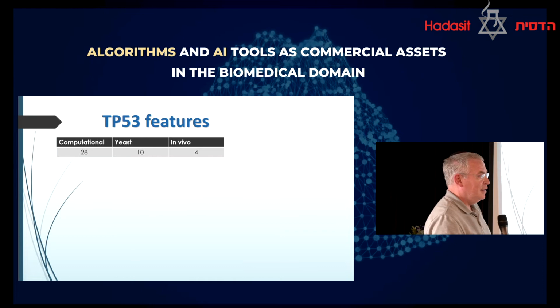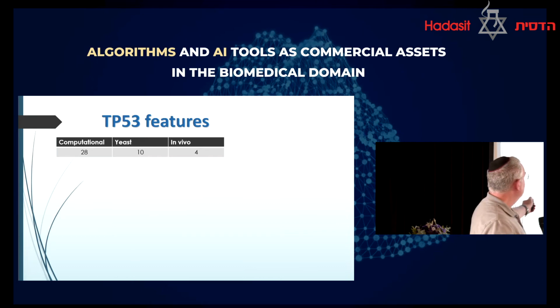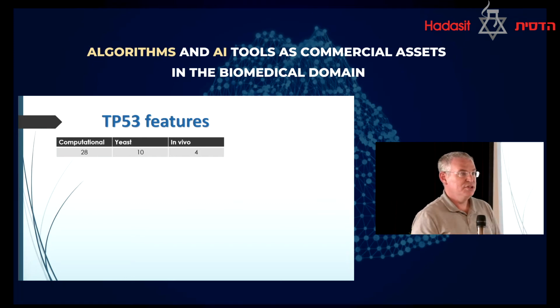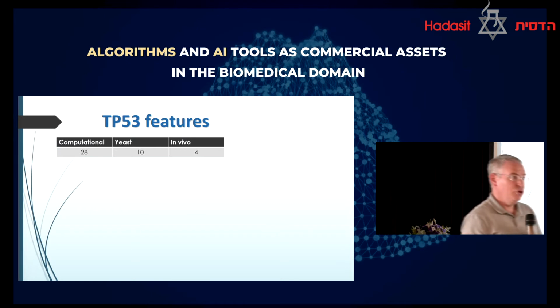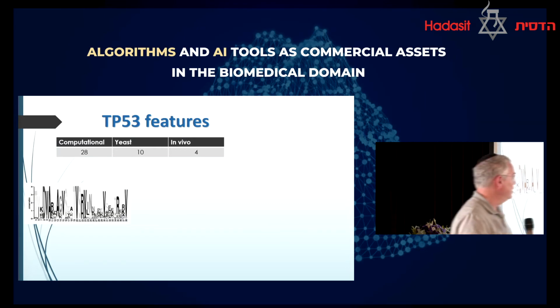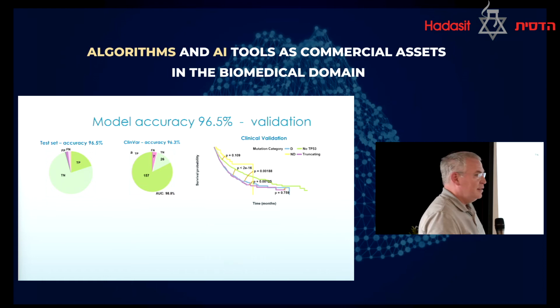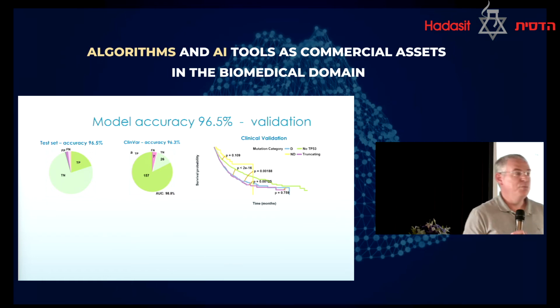And the data of each mutation consists of many computational scores, many yeast and in vivo cell scores that experimented on all possible missense mutations. This is named saturation mutagenesis. It exists for a minority of genes, but for P53 it does exist. And now this is a nice computer game.